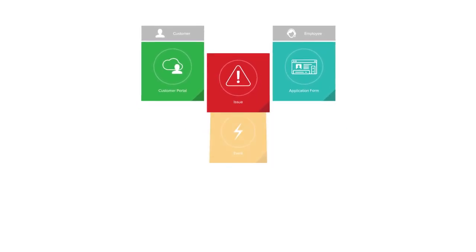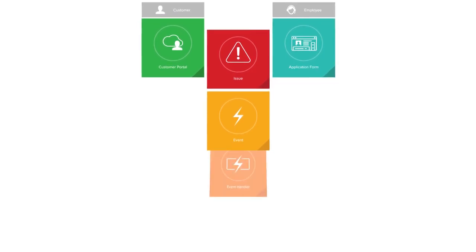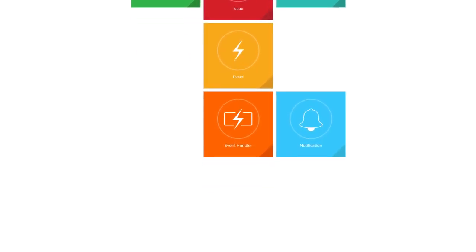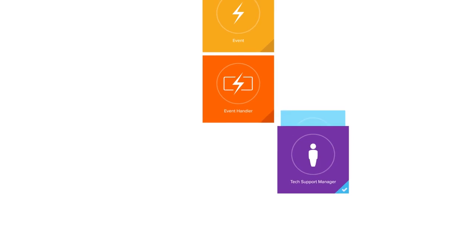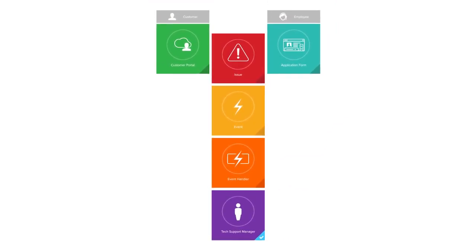Okay, let's take a look at the workflow for the example we're going to build. A customer or employee logs an issue using either the portal version of the Issues form or the Issues form in our Mongoose app. An event is generated when an issue is added. The event handler responds by creating a notification, then it sends it to the tech support manager. Let's get started building this.